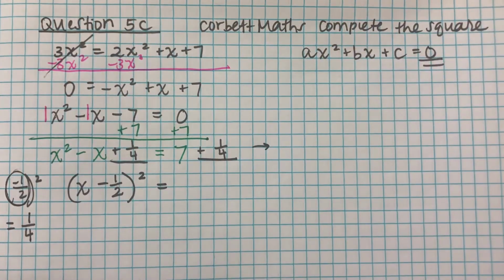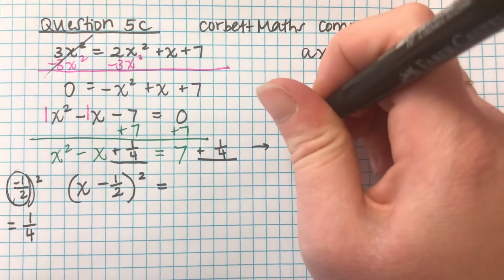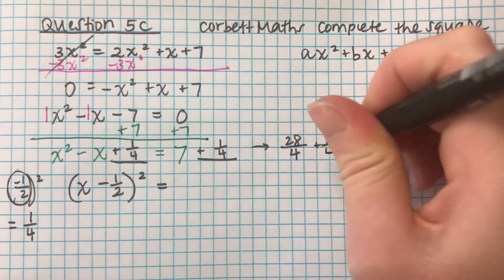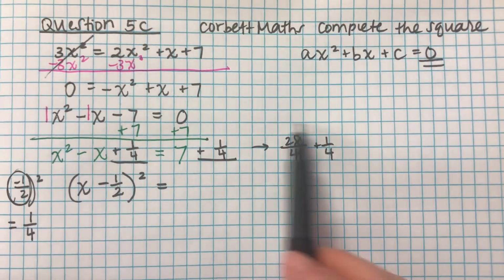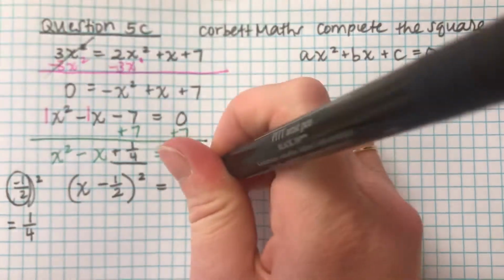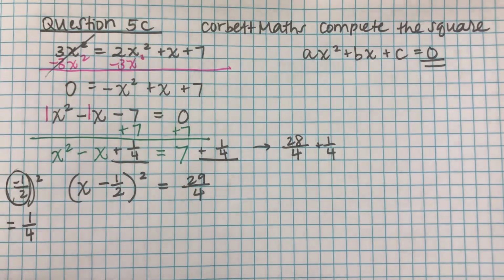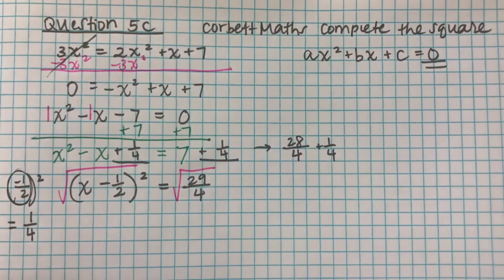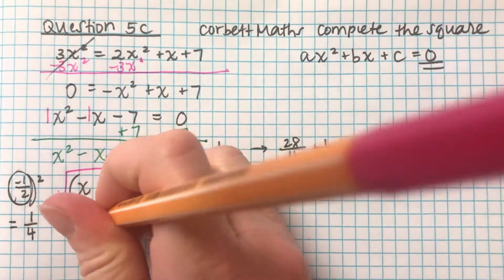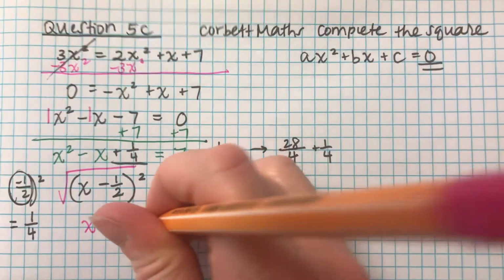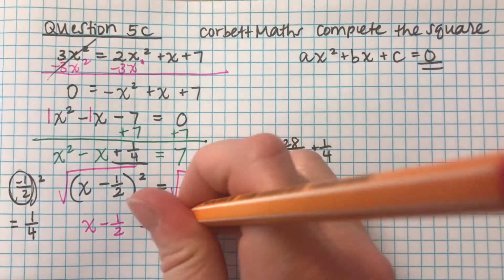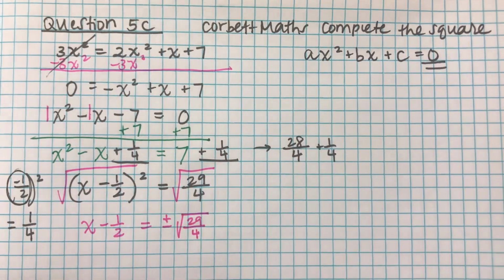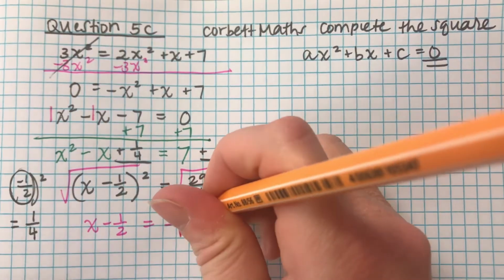Here I'm going to simplify by adding these fractions together. 7 is the same thing as 28 over 4. I'm getting a common denominator there. And adding this 1/4, I end up with 29 over 4. The last thing is to solve by using square roots. So I take the square root of both sides. On the left-hand side, I bring down what was inside the brackets. And on the right-hand side, I'm left with the square root of 29 over 4. Don't forget the plus or minus, and everything here is inside of the square root.